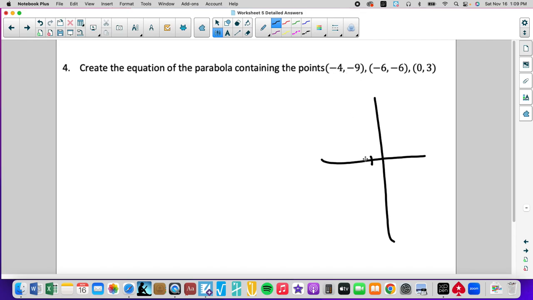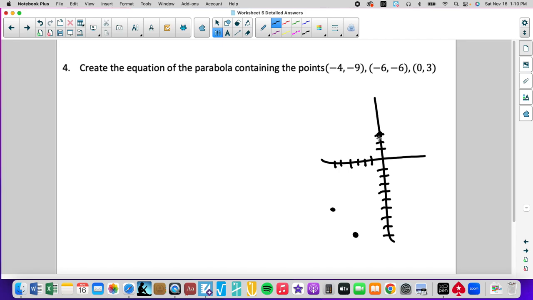Negative 4, 9, 1, 2, 3, 4, 1, 2, 3, 4, 5, 6, 7, 8, 9. And then we have negative 6, negative 6, 5, 6, negative 6, 1, 2, 3, 4, 5, 6. And then we have 0, 3, 0x. Okay. Well, I know it's a parabola, right? We know it's a U. The vertex is somewhere in there.